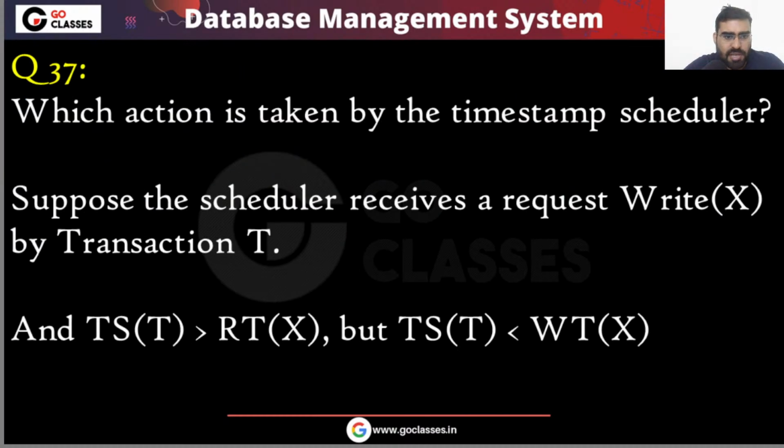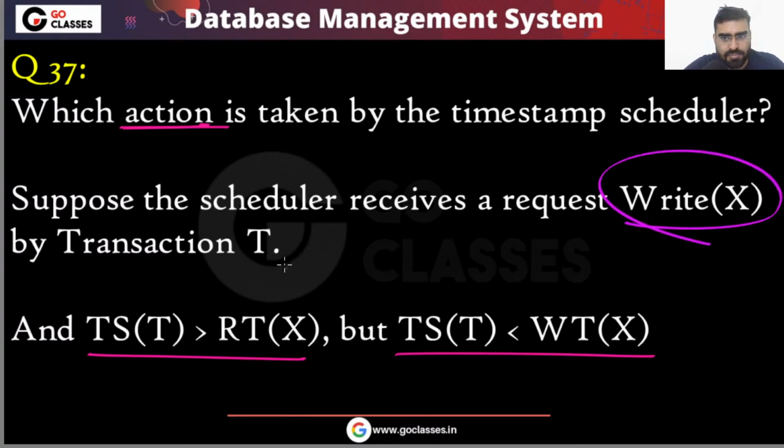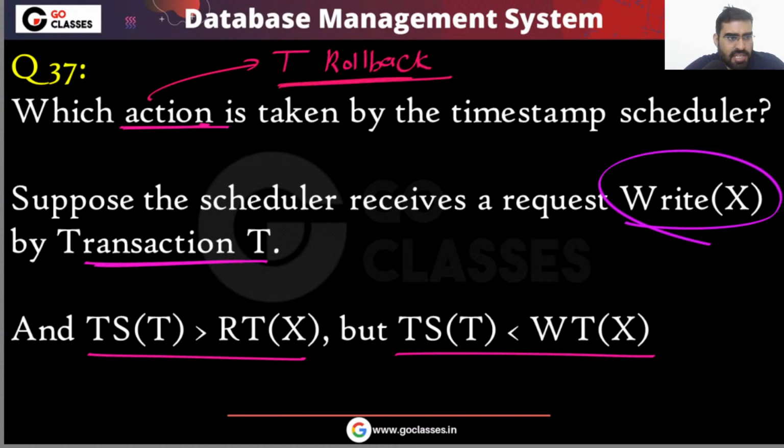What is the next question? Tell me the answer for this one. What action will be taken? This is given. Transaction T wants to write. Now, the timestamp is greater than read timestamp, but timestamp is less than write timestamp. So again, this will not be allowed. Yes or no? T will roll back. Action that will be taken is T will roll back.